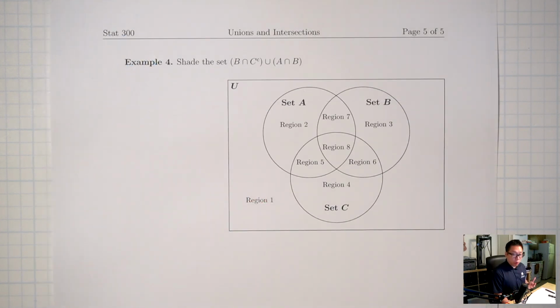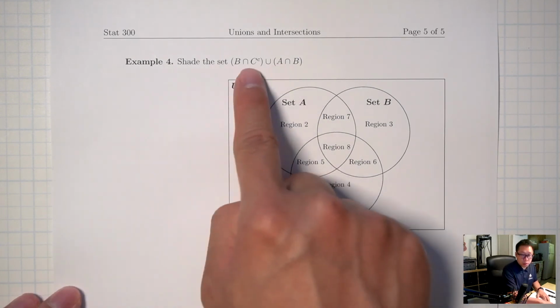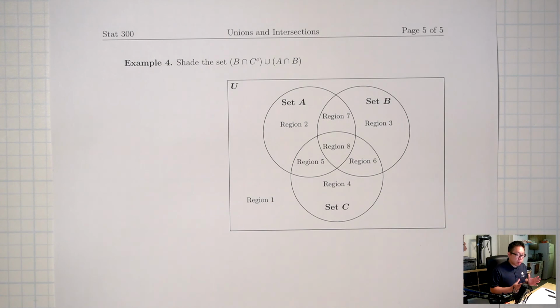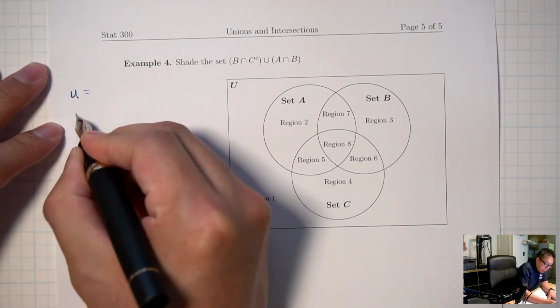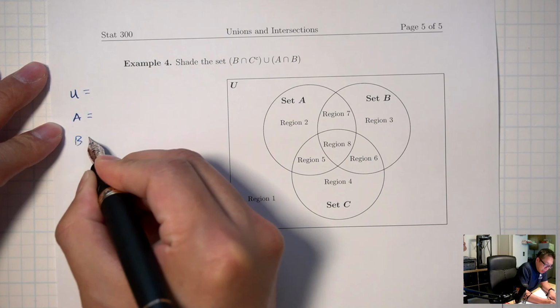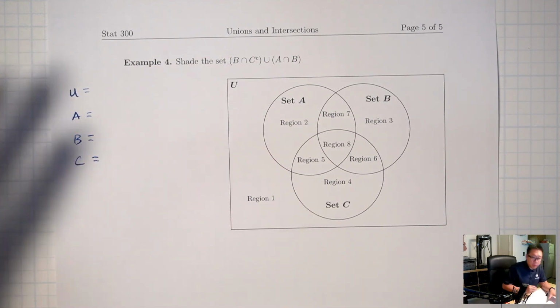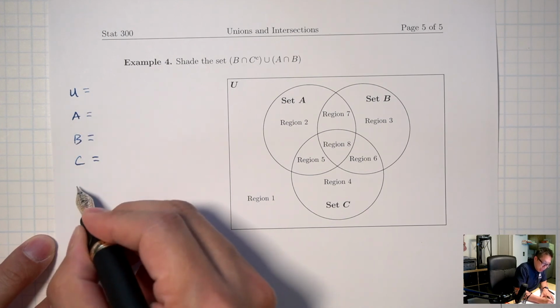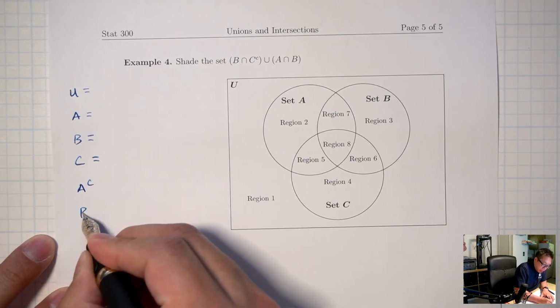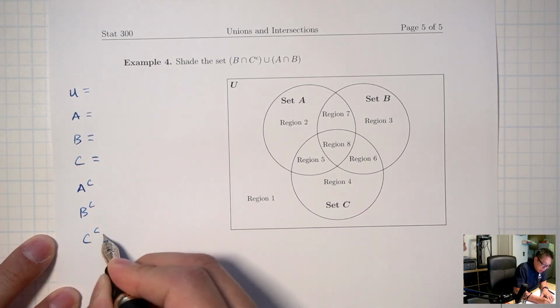All right, example 4. So here we have the exact same Venn diagram picture as the last example. The difference is actually the question. Okay, so I'm going to start this off exactly the same way that I started off example 3. So I'm going to write out regular U, regular A, regular B, regular C, and then the complements also, but not U complement. I want A complement, B complement, and C complement.